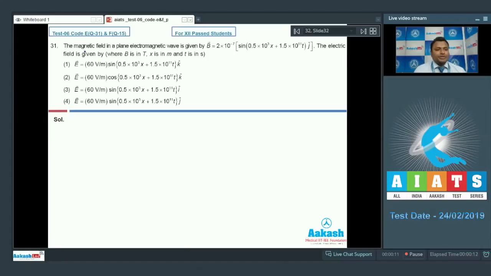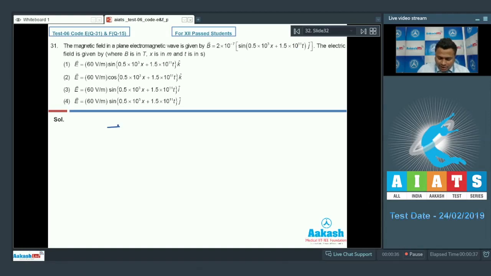So here is question number 31. The magnetic field in a plane electromagnetic wave is given by vector B equals 2 into 10 to the power minus 7 sine (0.5 into 10 cube x plus 1.5 into 10 to the power 11 t) j cap. The electric field is given by what? Now we have to get the equation for electric field.